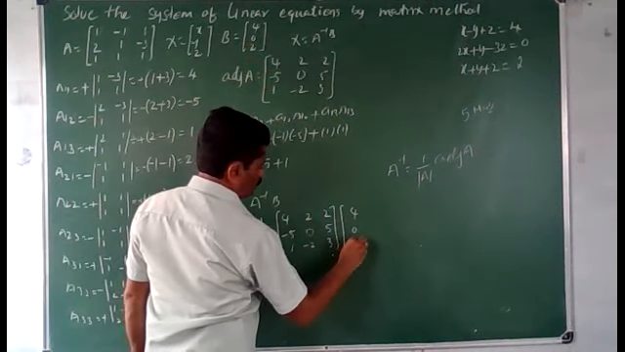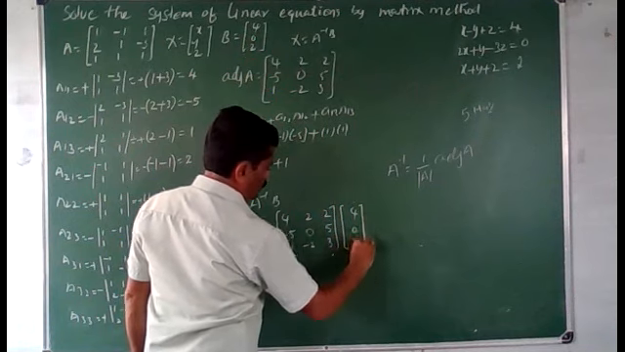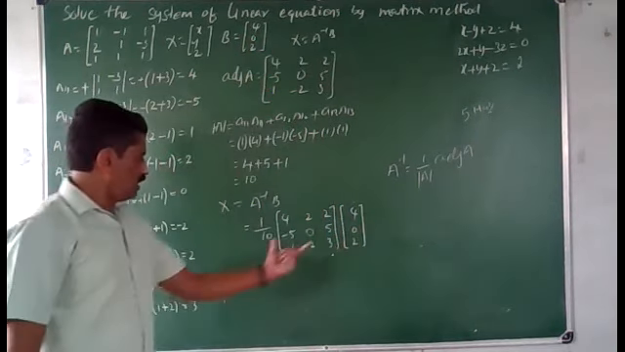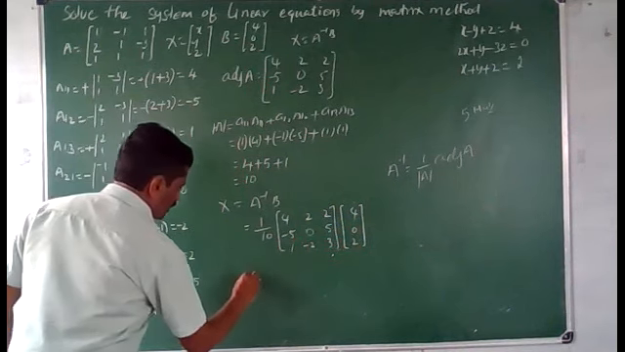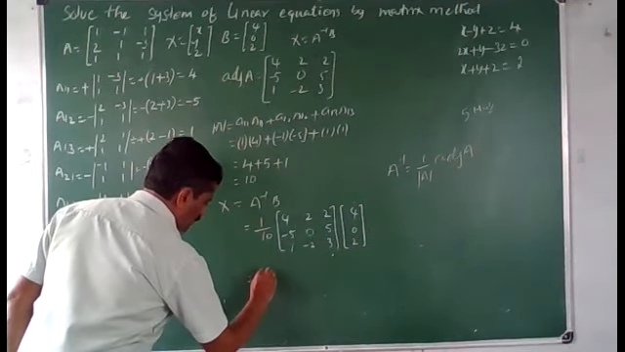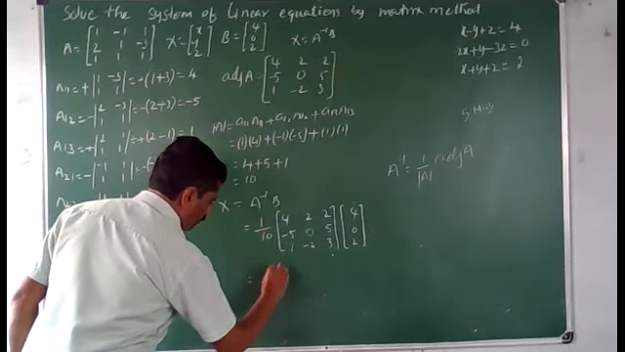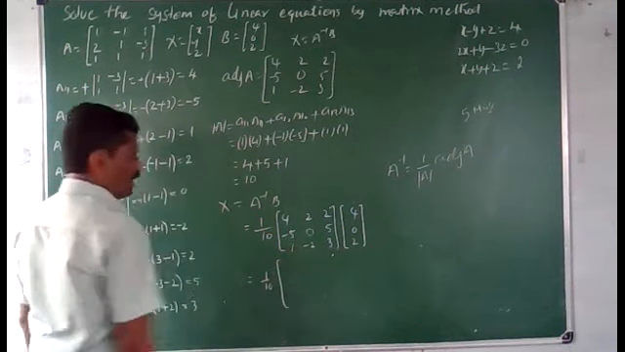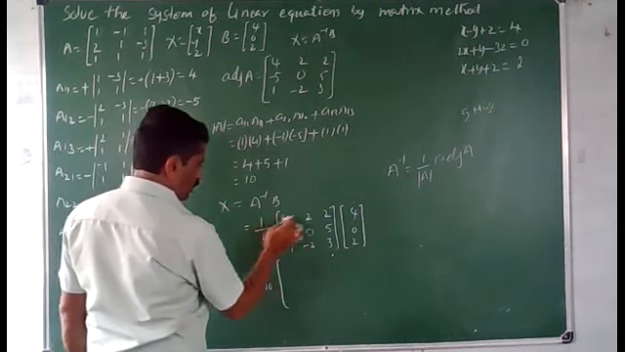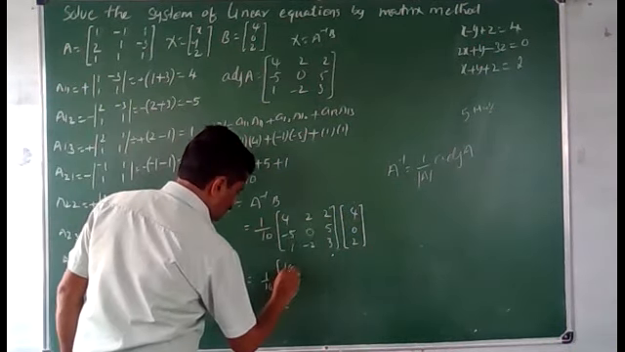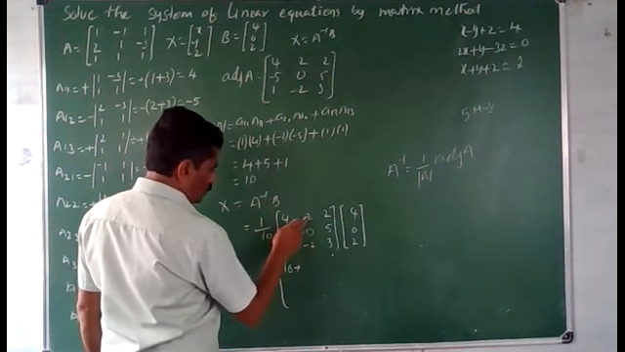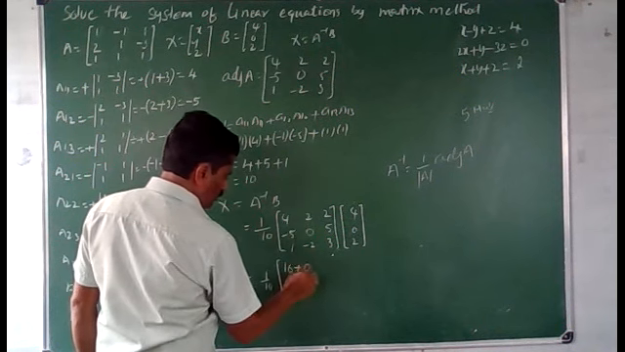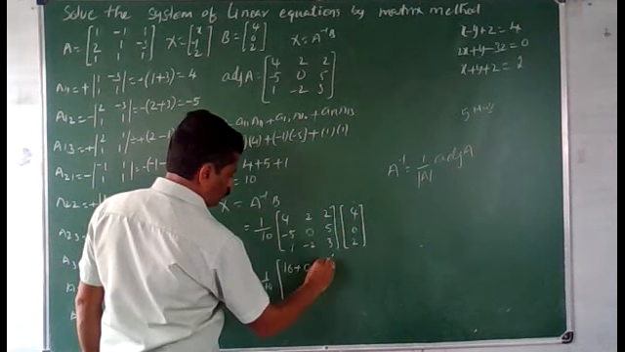Then we have 2. Okay. Now the product of two matrices. The product of two matrices is equal to 1 by 10 of the product of two matrices. That is 4 into 4, 16, plus 2 into 0, 0, plus 2 into 2, 4.